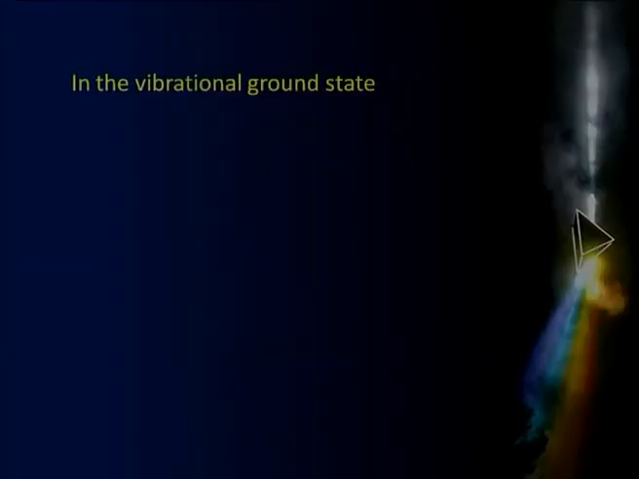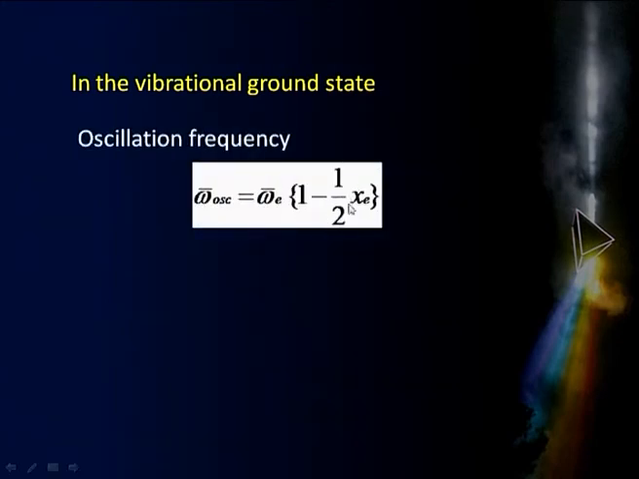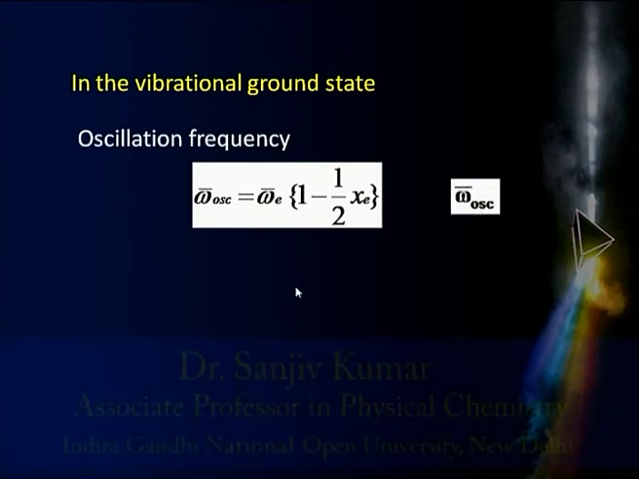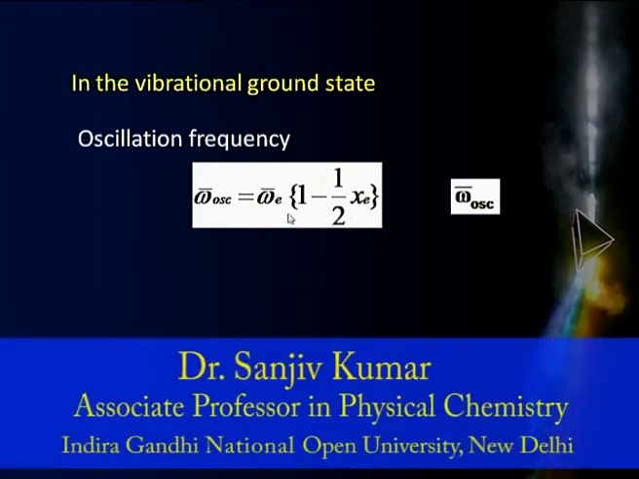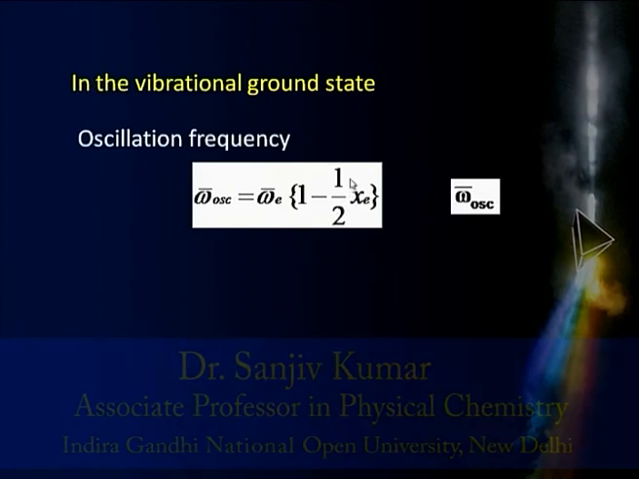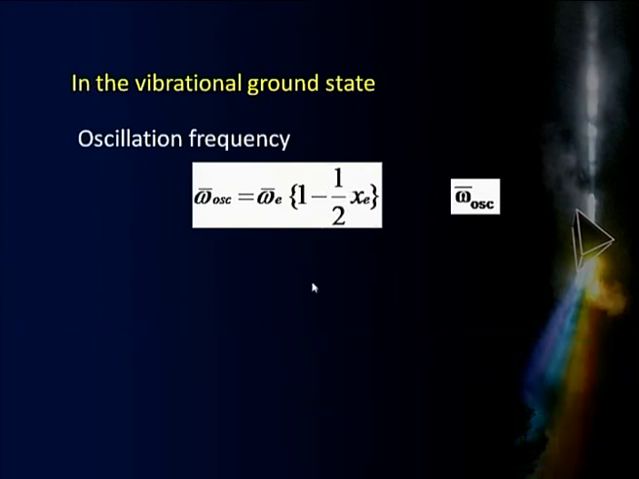Now, let us go further and make further comparison between the two models here. If I take the ground state, the oscillation frequency in case of an anharmonic oscillator happens to be omega e (1 minus 1 by 2 x e). This expression I get just by substituting V equal to 0. In case of the harmonic oscillator, it was just omega oscillation. So, we find that the oscillation frequencies for a harmonic oscillator and an anharmonic oscillator are different, and this is a kind of correction term we have here.